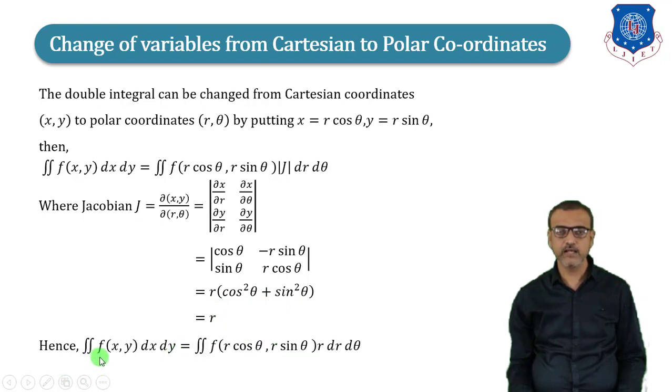Hence double integration of f(x, y) dx dy is equal to double integration of f(r cos theta, r sin theta) and modulus of J, that is r, dr d theta. This is how we change the double integration which is in Cartesian form to polar form.